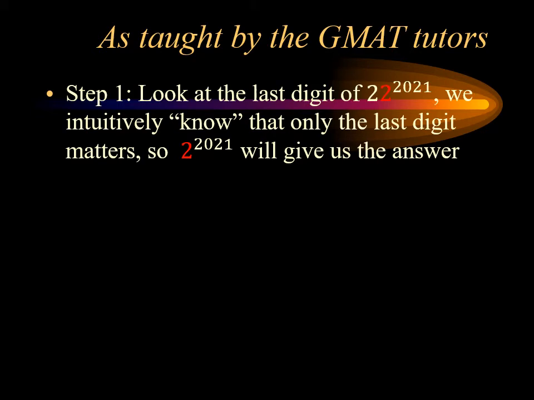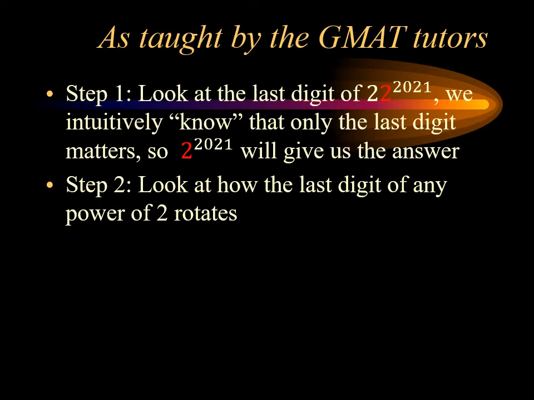Step one: we look at the last digit of the base, 22 here. When you look at the result of this big power, only the last digit counts, because all the upper digits have no impact on how the last digit is calculated. So we only have to worry about the 2 here, and we can reduce the problem from 22 to the 2021st power to 2 to the 2021st power.